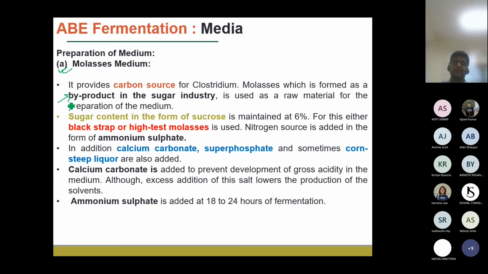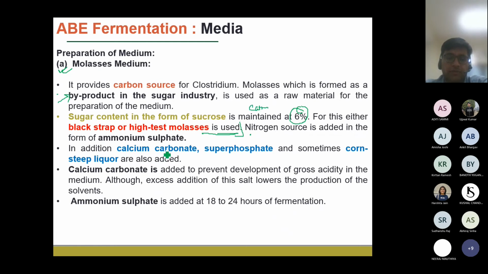Okay, and it is directly used as a raw material for the medium, and the overall sugar content in the form of sucrose is maintained at 6%. For this, blackstrap or high-test molasses are used. These are the two types of molasses that are highly used for the production of acetone butanol ethanol, and this actually forms a part of the carbon source.